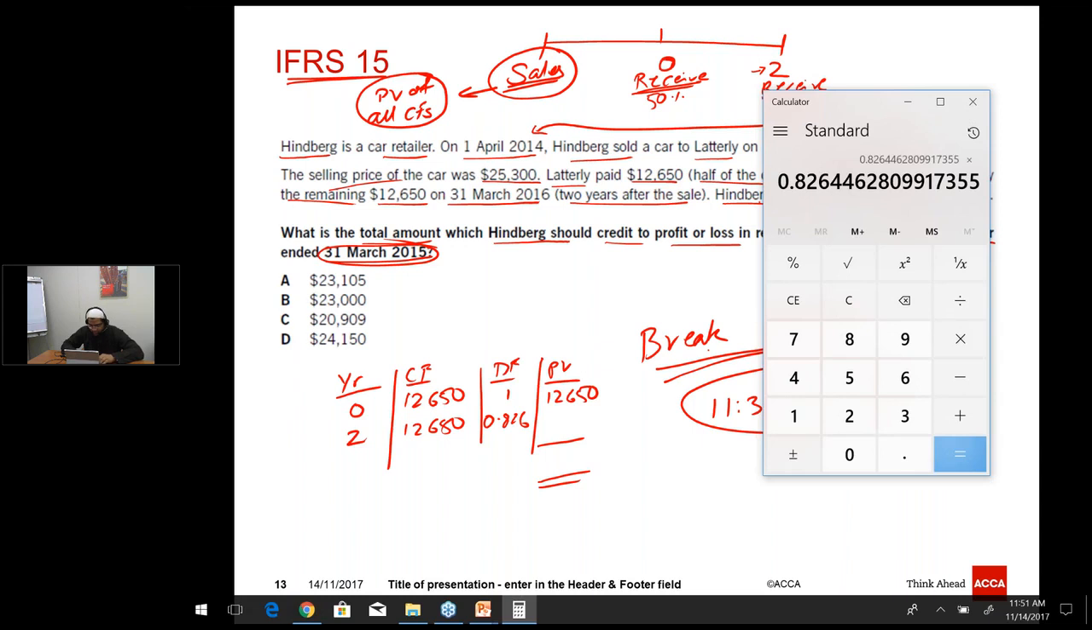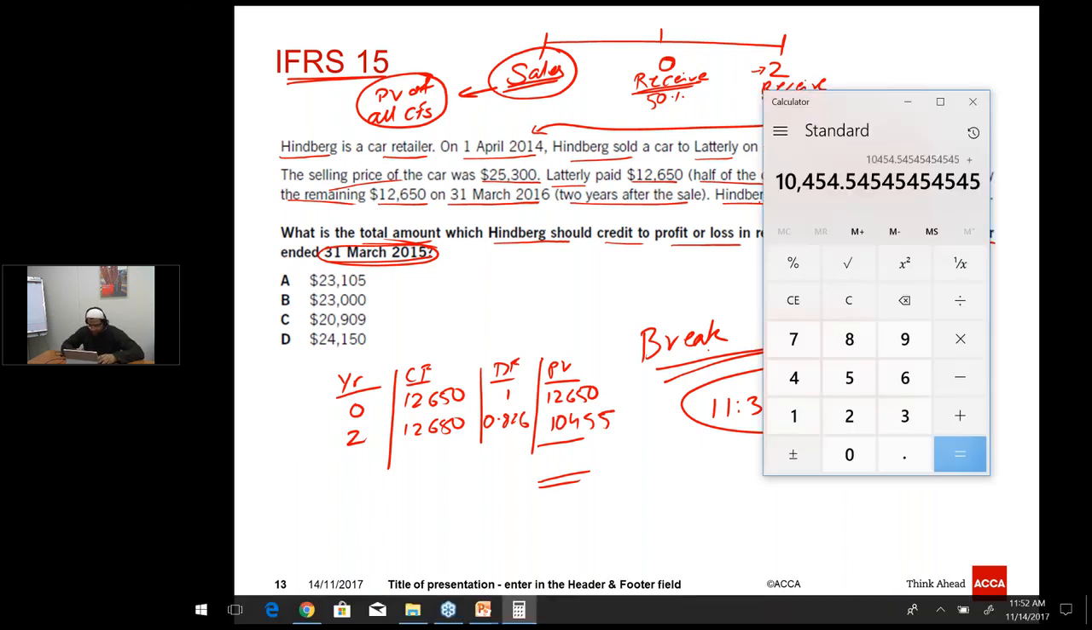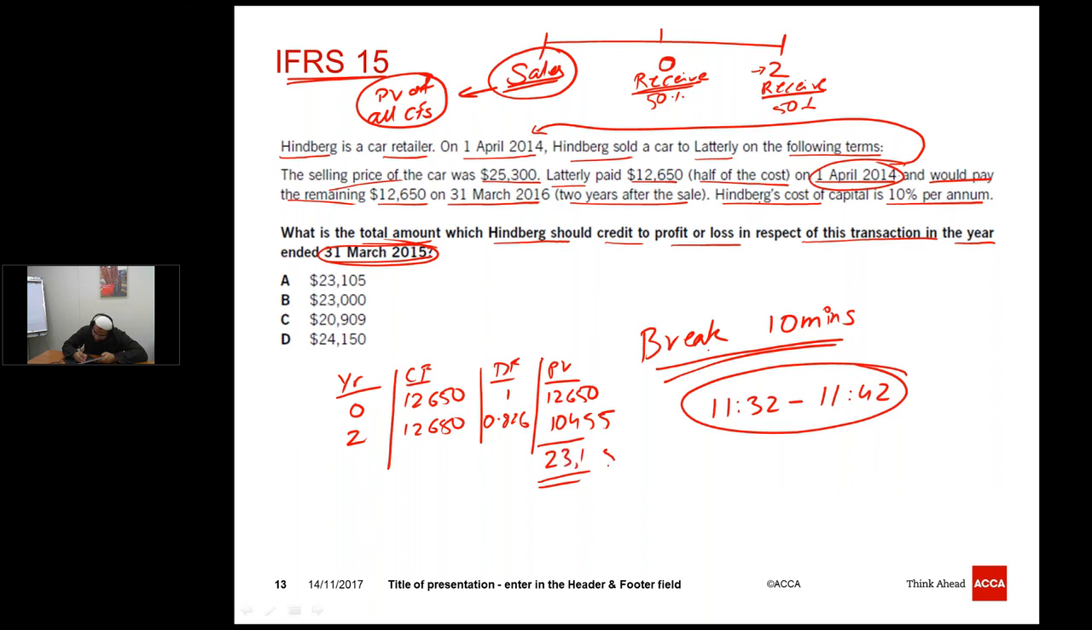If I multiply 0.826 with 12,650, I'm going to get 10455. So if I calculate the answer, this is going to be plus 12,650, which is going to be 23105. So the sales will be recorded at 23105, but the question has not asked us the amount of the sales. The question has asked us the total amount that will be recorded in the profit and loss.